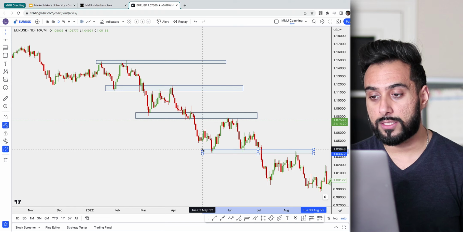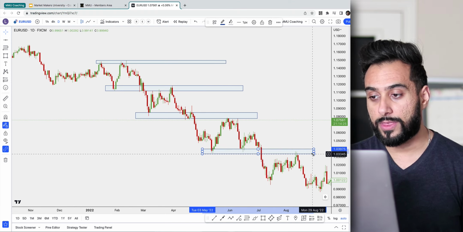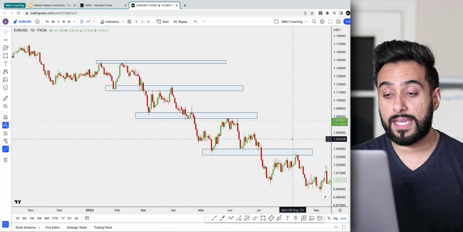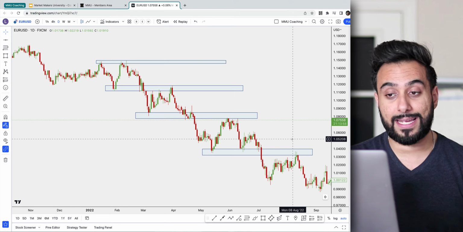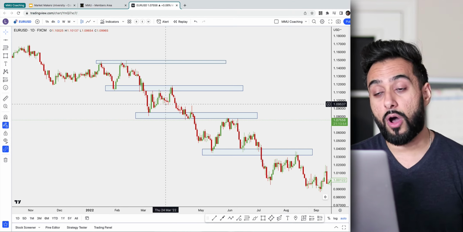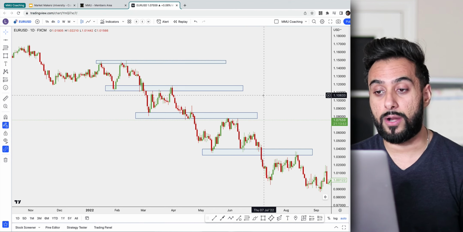So in order to draw this zone, you want to try to capture as much of the wicks as possible without getting as much of the bodies. You're never going to have zones that are perfectly clean and by the book, like a textbook example, but just try to do the best you can. The more often you do this, the better and better you'll end up getting.